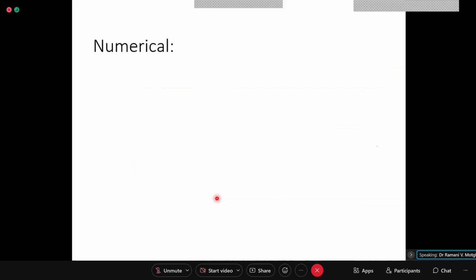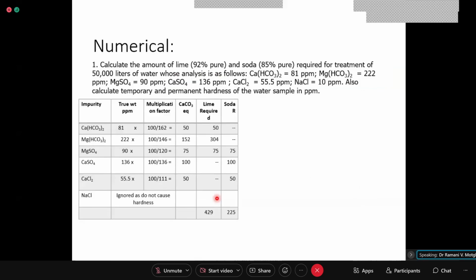Okay. Then we saw these numericals. Now this numerical didn't have any coagulant used. So this was a simple numerical where we have just seen that such a numerical on lime soda should be calculated in a tabular form. Make a habit of making a table, and in the table you have these things given to you.